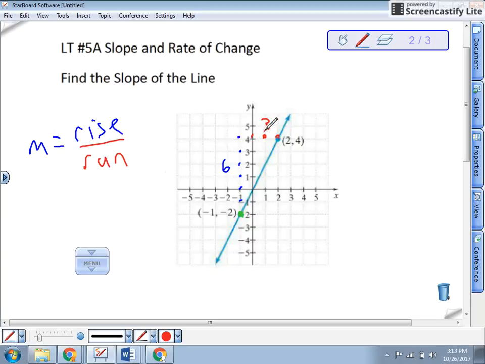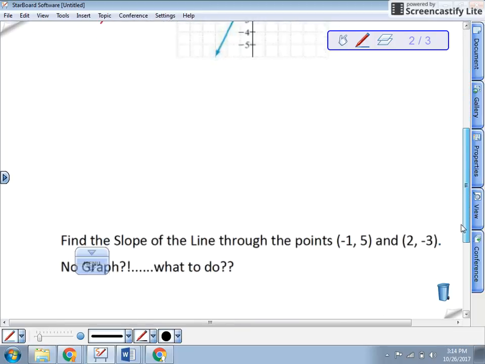So when we calculate the slope, m equals 6 over 3. Our run was 3. So when we reduce that, we want to make it simplified. So the slope is 2. Just count. If they give you a graph, you just count the rise over the run. Let's do one more example.